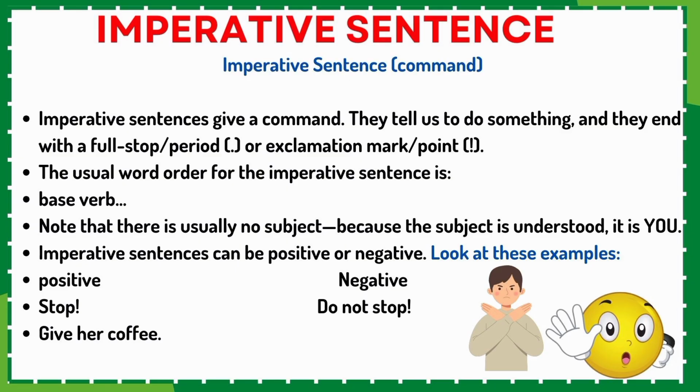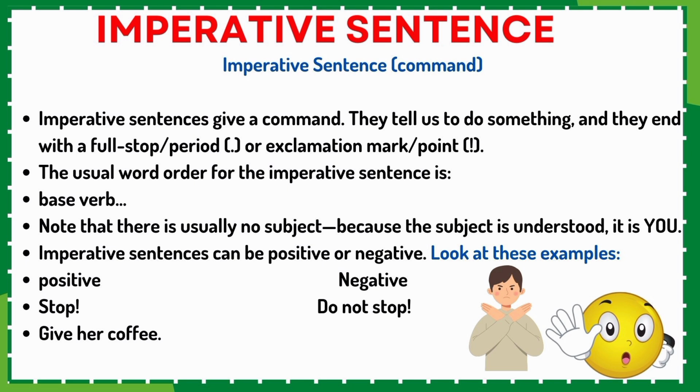Imperative sentence. Imperative sentences give a command. They tell us to do something, and they end with a full stop or period, or an exclamation mark. The usual word order for the imperative sentence is base verb. Note that there is usually no subject, because the subject is understood, it is you.